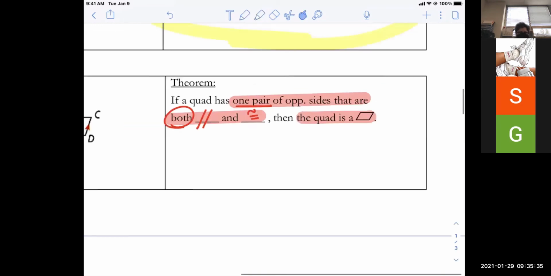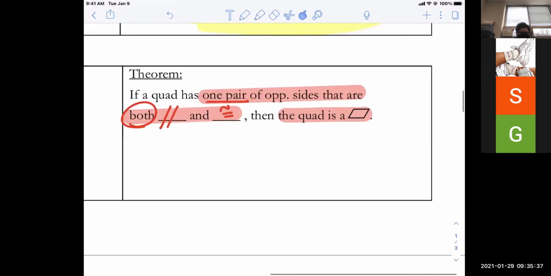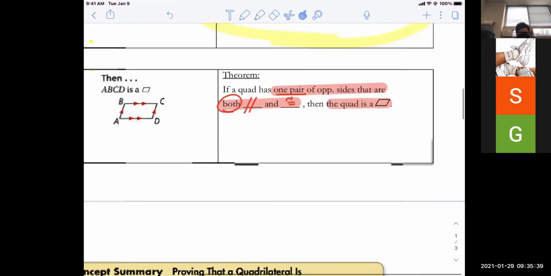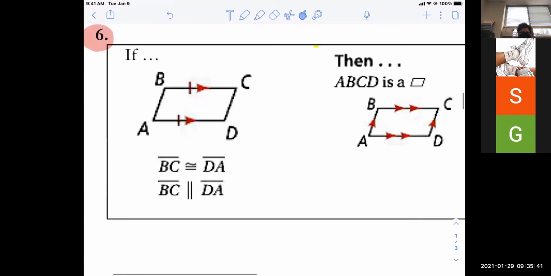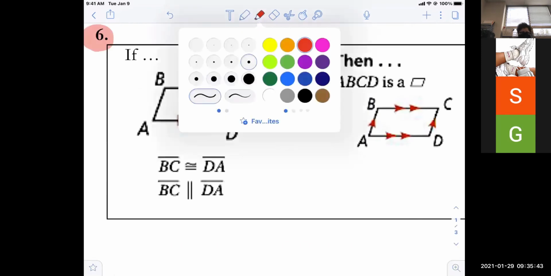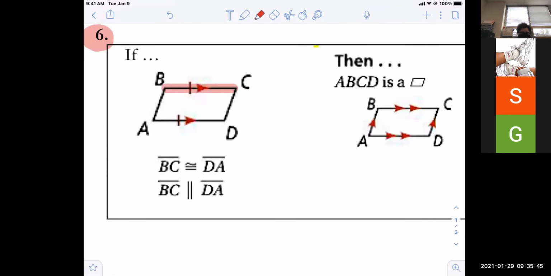Now, you have to make sure that the sides that are parallel are also the ones that are congruent. So if you are using BC and AD, they've got to both be parallel and congruent. You could use AB and CD, but the other option would be to use the other sides, but they have to be parallel and congruent.